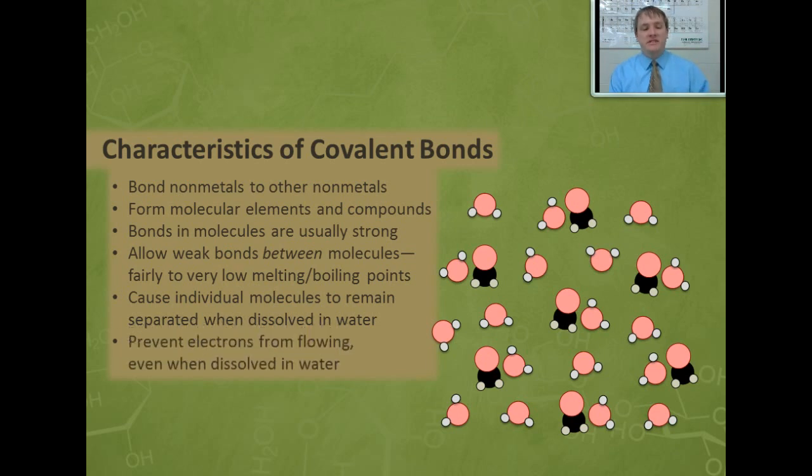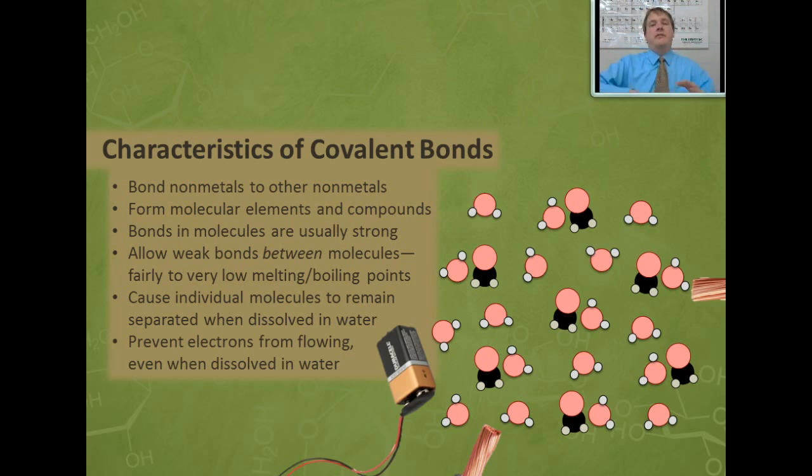What that means is that even when you dissolve a covalently bonded substance in water, because there's no charges, there's no path for the electrons to really follow, the electrons are not going to flow through that covalently bonded substance. Covalently bonded molecules hold on to their electrons so tightly in those pairs, they don't allow electrons to flow through them. Therefore, covalently bonded substances are terrible conductors of electricity.